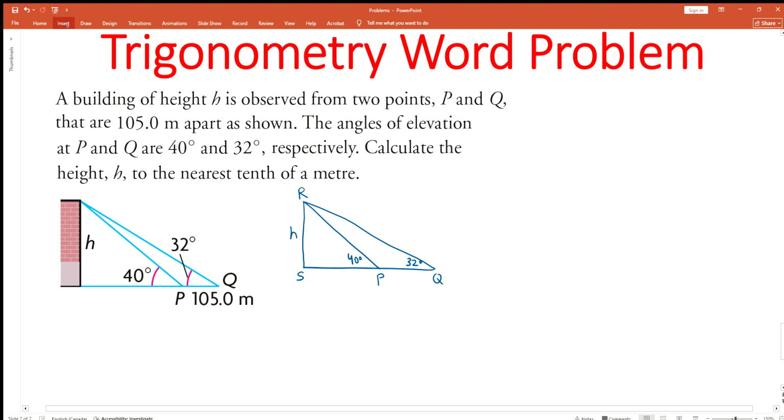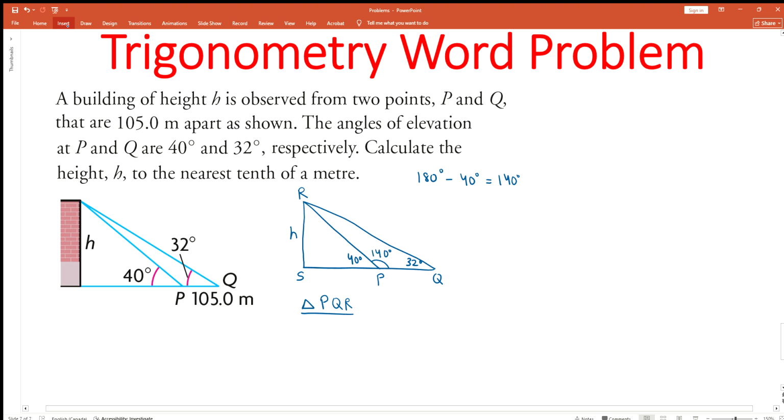We should start by analyzing triangle PQR. Triangle PQR is not a right angle triangle. The first step is to find the measure of angle P in this triangle. For that, we should do 180 degrees minus 40 degrees because 40 degrees and angle P are adjacent angles on a straight line. They are supplementary angles. So the measure of angle P is equal to 180 degrees minus 40 degrees, which is equal to 140 degrees.